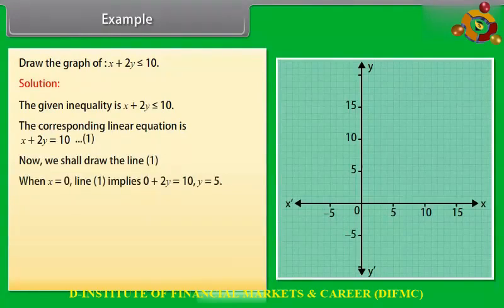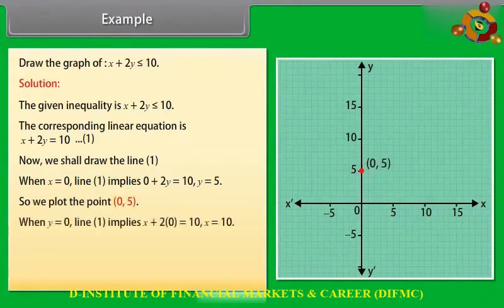When x is equal to 0, line 1 implies 0 plus 2y is equal to 10. Y is equal to 5. So we plot the point 0, 5. When y is equal to 0, line 1 implies x plus 2 into 0 is equal to 10. X is equal to 10. So we plot the point 10, 0.